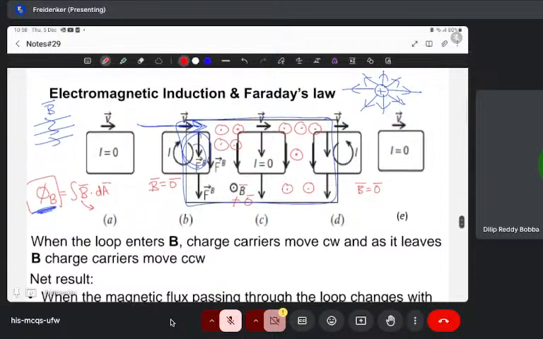Essentially, when the loop is going towards the right, more magnetic field lines will enter the area of the loop. It means magnetic flux is increasing. In the second case, there is no change in magnetic flux because at every instant of time, the same number of field lines are passing through the loop. In this case, magnetic flux is decreasing because as time passes, the number of field lines passing through the area of this loop is decreasing. So here magnetic flux is decreasing.